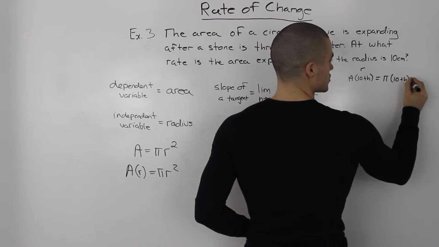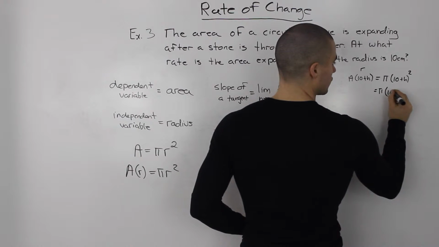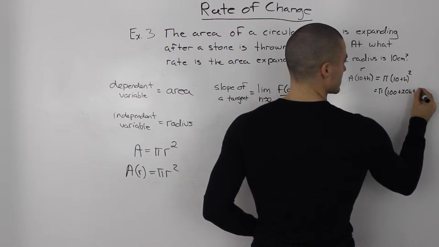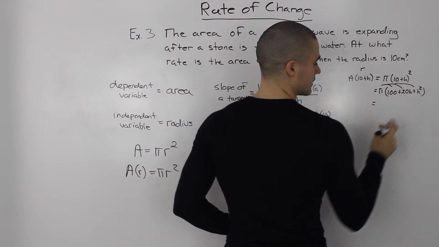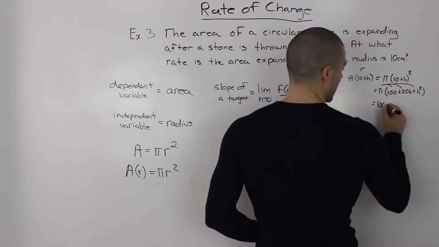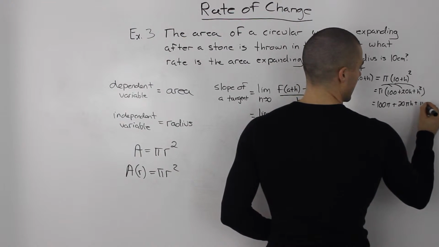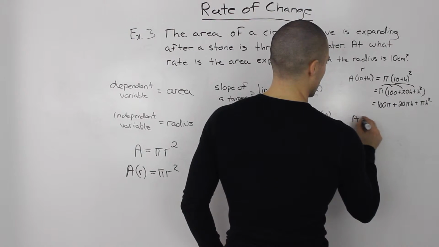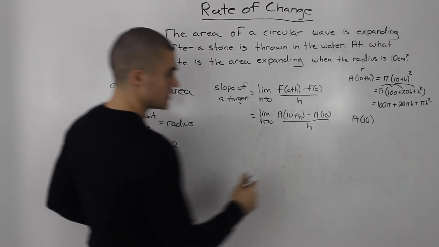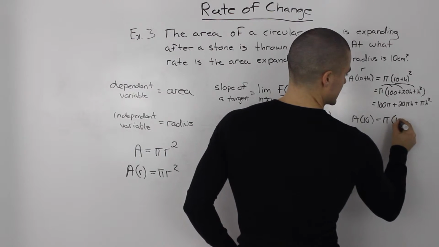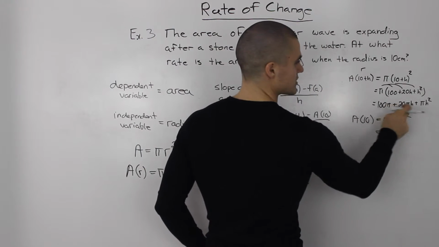So 10 plus h squared. Okay, so we'll have pi, and then in brackets, when we FOIL this, we'll have 100 plus 20h plus h squared. And then let's distribute the pi, which is a constant, inside the bracket. So we'll have 100 pi plus 20 pi h plus pi h squared. Now A of 10, right, we have to find out what A of 10 is. Plug in 10 for the radius here. So we'll get pi 10 squared, which is just 100 pi. Remember that the pi is just a constant term.